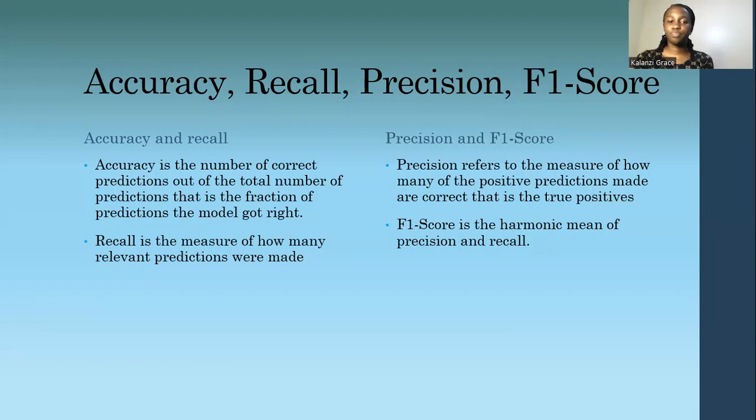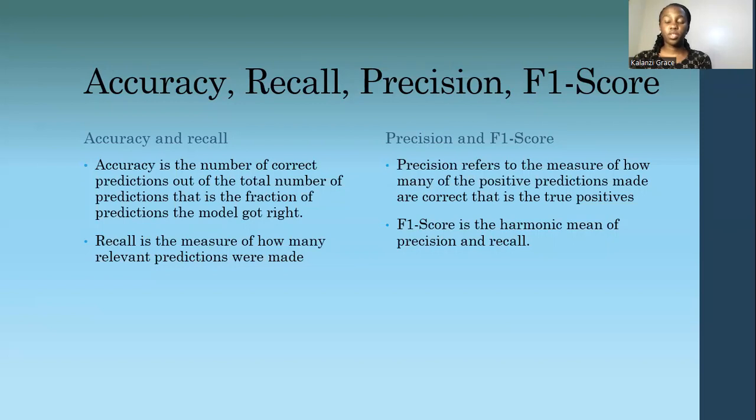In other words, it would be the fraction of the predictions that the model got right. So it makes a number of predictions, and then you look at the number that it got right. Maybe some will fail, but those that it actually got right.